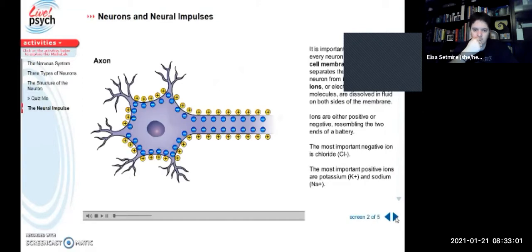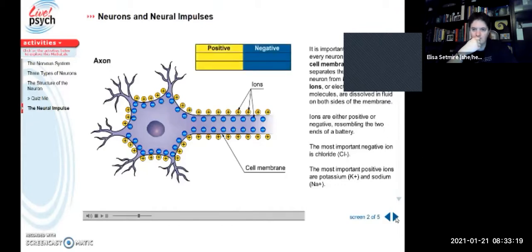It is important to understand that every neuron is covered by a cell membrane, a skin that separates the inside of the neuron from its surroundings. Ions, or electrically charged molecules, are dissolved in fluid on both sides of the membrane. Ions are either positive or negative, resembling two ends of a battery. The most important negative ion is chloride. The most important positive ions are potassium and sodium.